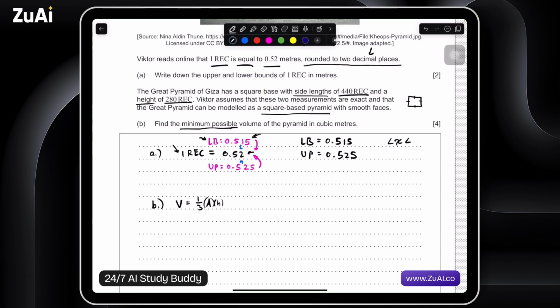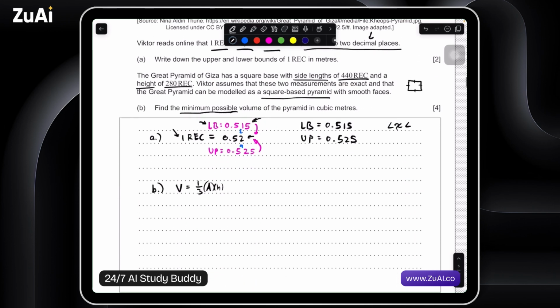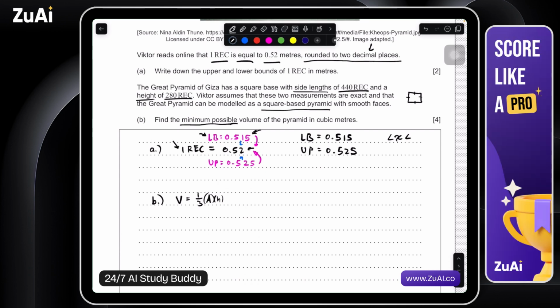And we want to work with the minimum. So what do we have here? There are a few different ways that we can work this out. Let's try to simplify things as much as possible. Area of the base, if we're talking about the pyramid, has a square base of 440. So if we're talking about the side lengths, let's find the area of this base.